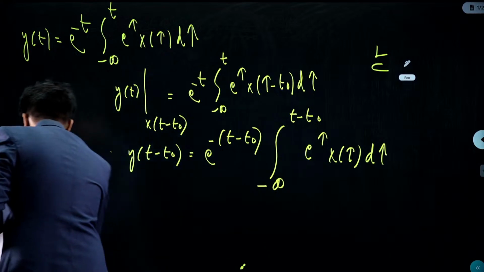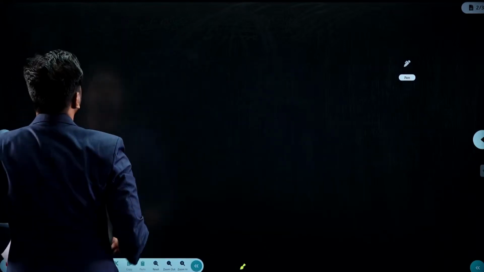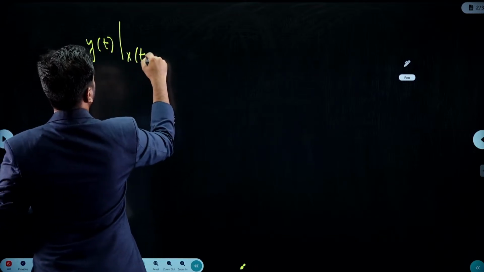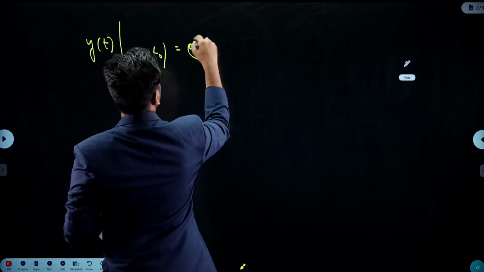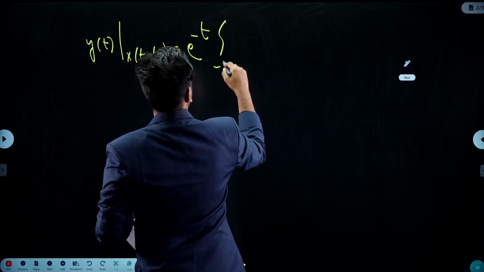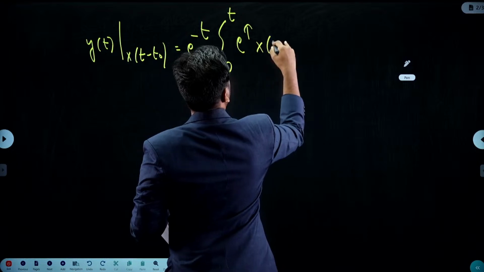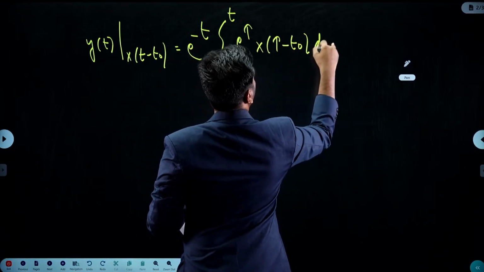So let me consider this particular expression and I'll prove that this is equal to this. Let's go to the next page. What is the output due to the delayed input? It was like this: e power minus t, integral from minus infinity to t, e power tau x of tau minus t naught, d tau.